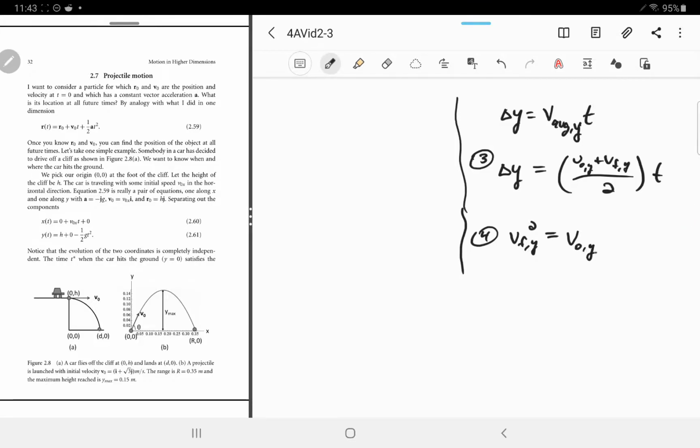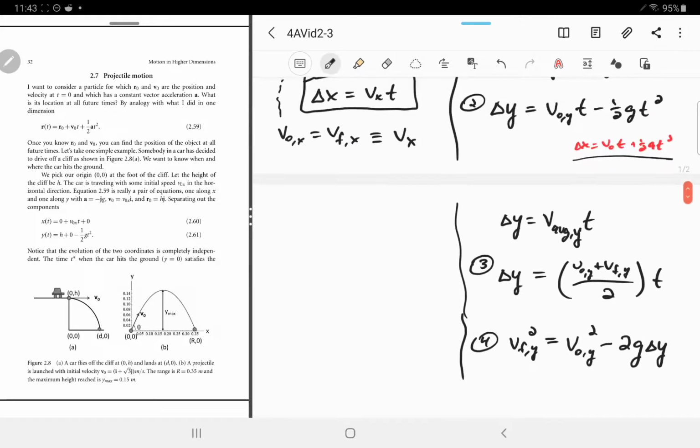Equals v naught y squared. Now remember, this is plus 2a delta y. But a is minus g, so I'm going to do minus 2g delta y. And there's nothing else interesting about Vx.